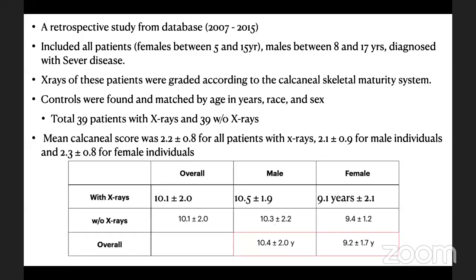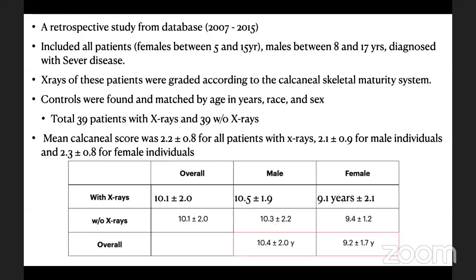After this, they found controls which were matched by age in years, race, and sex, of children who had calcaneal X-rays. So there were a total of 39 patients with X-rays and 39 without X-rays, giving a total of 78 patients. The mean calcaneal score was 2.2 plus minus 0.8 for all patients with X-rays, 2.1 for male individuals and 2.3 for female individuals. The chronological age overall was 10.1 plus minus 2 years for patients with X-rays.